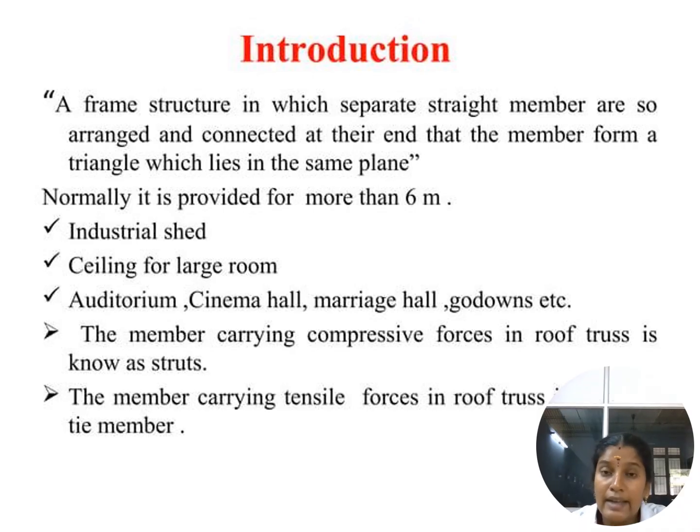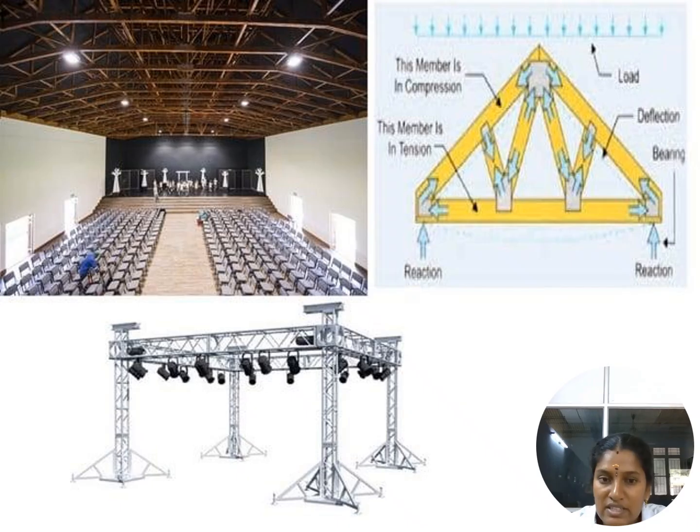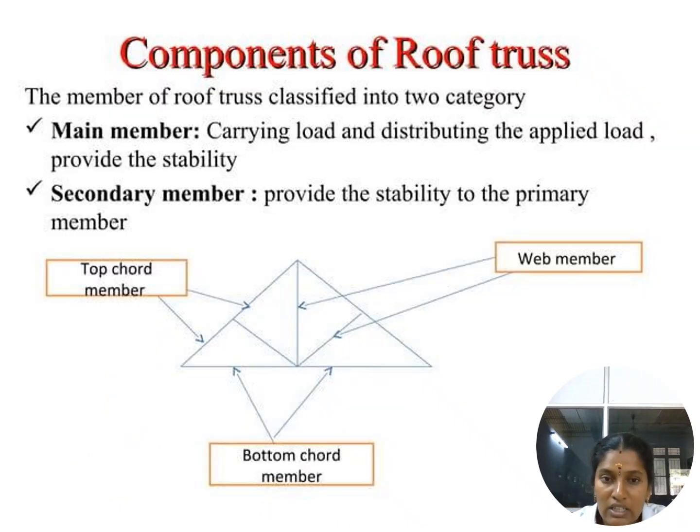The members carrying compressive force in a roof truss are known as struts. What carries the tensile forces? This is a tie member. So compressive force is carried by the strut member, and the tensile force is carried by the tie members. These are some examples of roof trusses used in practical applications.